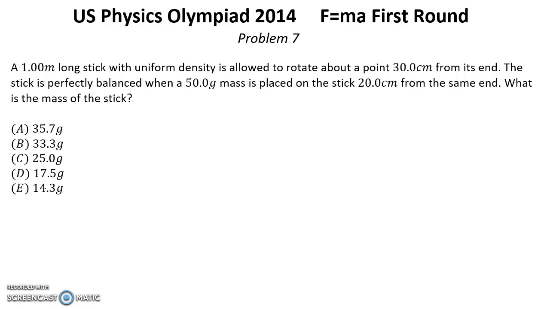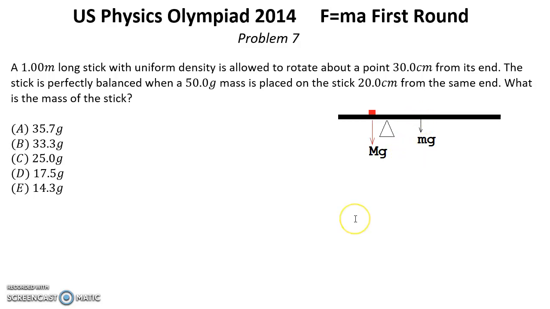Solution. Let's draw the picture for this case. Here we have a stick with the length 1 meter and unknown mass. Here we have a mass of 50 grams placed 10 centimeters from the point of balance. And the center of gravity, or center of mass, of the stick is 20 centimeters from the point of balance.